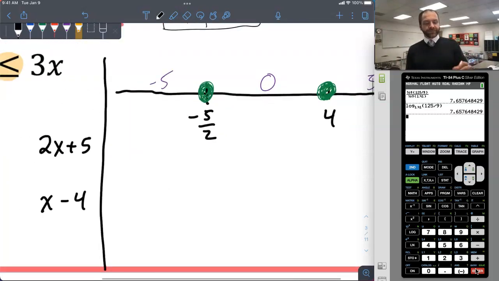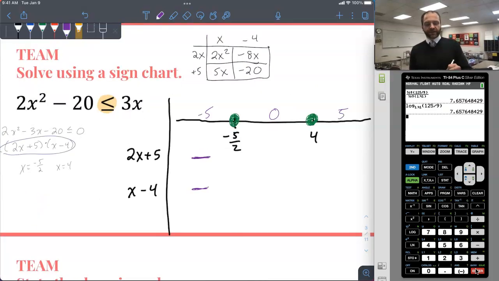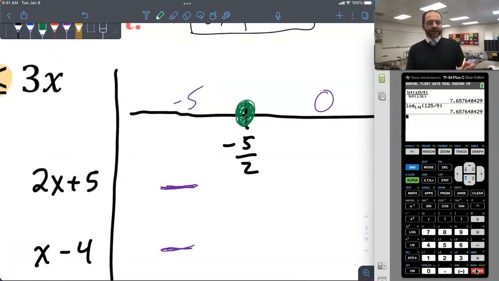So if I plug in -5 instead of x, I have 2 times -5, which is -10, plus 5 is going to be -5. I'm going to get a negative number. If I do -5 minus 4, if I plug in -5 here for x, -5 minus 4 is a negative number. Notice you are multiplying those together. So what's a negative times a negative? The answer there is it's a positive. So I know their product would result in a positive number.